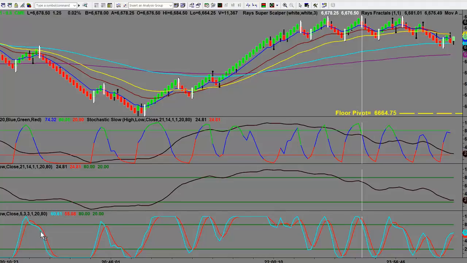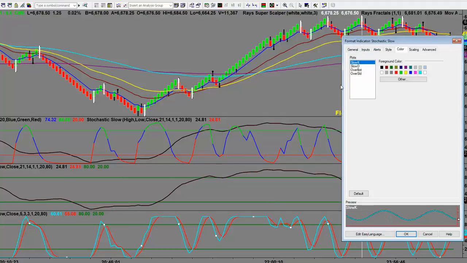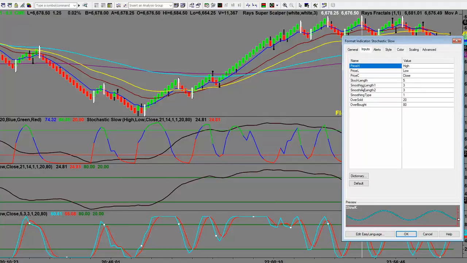You'll quite often see that I believe NinjaTrader, which I don't trade with, but many of our members do, you'll find that the numbers are around a different way. So you've got stochastic length of 5, smoothing length of 3, then 3 again. Okay, so that's the setting for TradeStation.